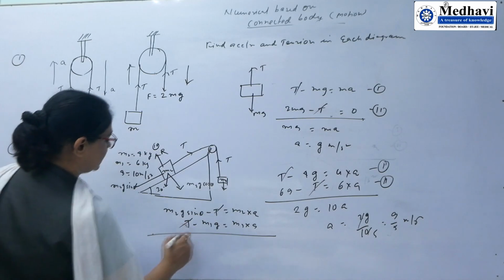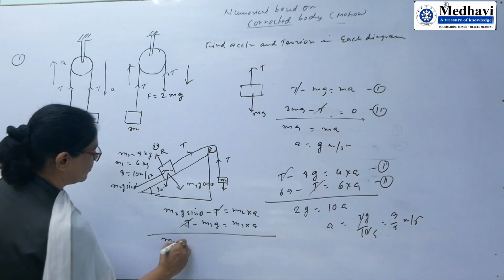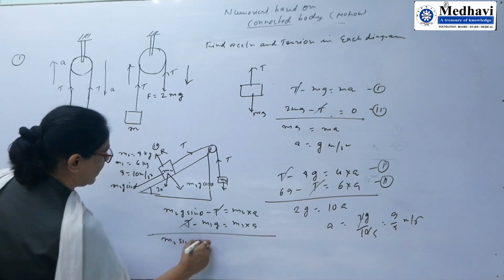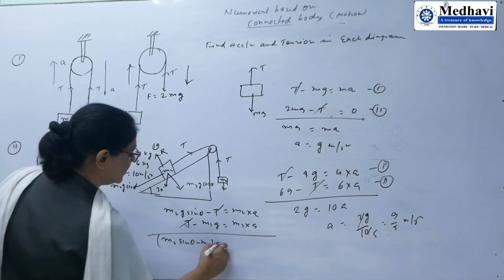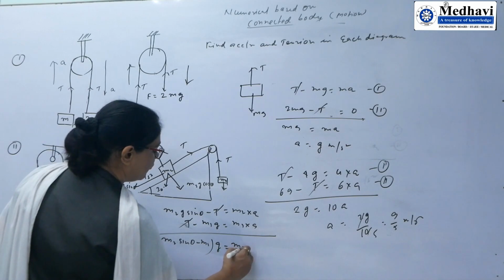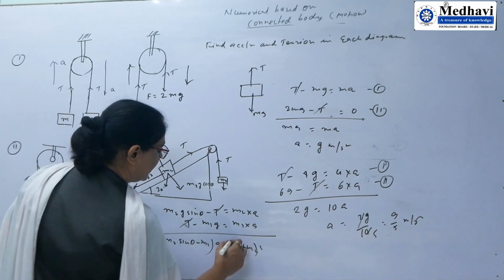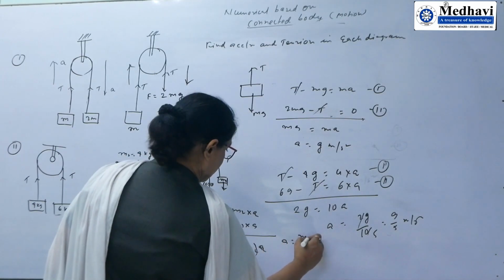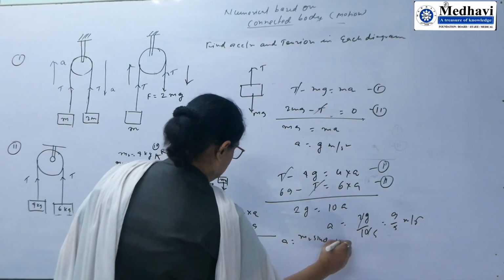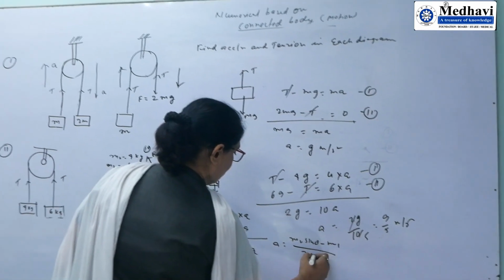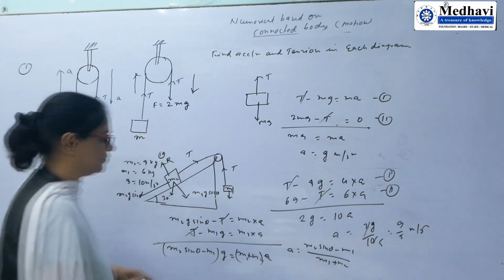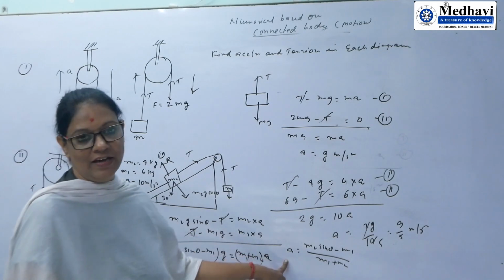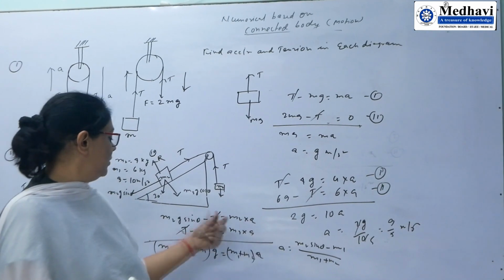Now you can solve this. m2g sin theta minus m1g is equal to (m1 plus m2) a. So you can find a is equal to (m2 sin theta minus m1) g divided by (m1 plus m2). So in this way, we can solve numericals. The expression for a we can solve, and we can put this in an equation.